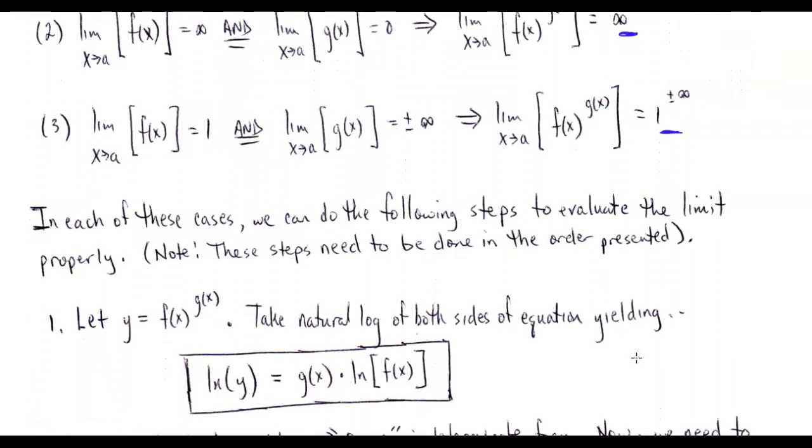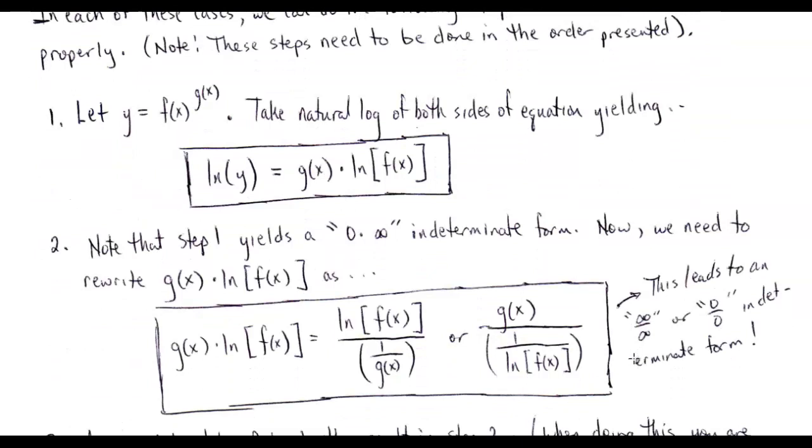The main thing to remember is that the first thing we need to do is not try to solve for the limit of our function f of x raised to g of x directly. We just let that equal y, and we say, let's take the natural log of both sides of this equation, and try to find the limit of natural log of y, okay? We'll naturally see that the limit of natural log of y will always be in this form, and this form will always give us an indeterminate product. It may be infinity times zero or zero times infinity. It really doesn't matter, it's an indeterminate product.